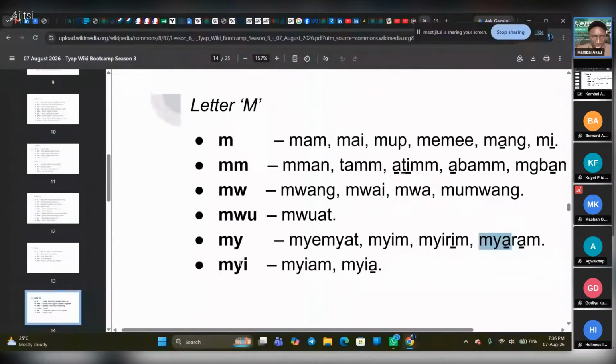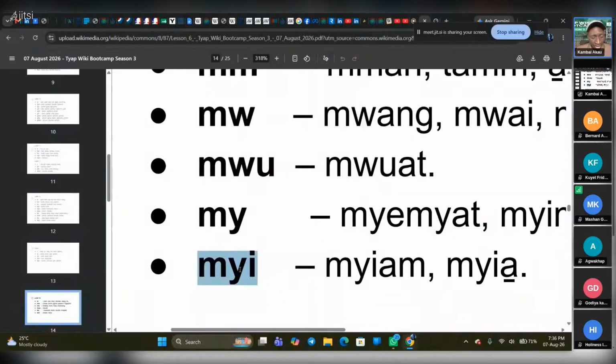And then we have the last one, which is the elongated version of the labial, the palatalized form of the sound. Examples, we have miam, and then we have mir.